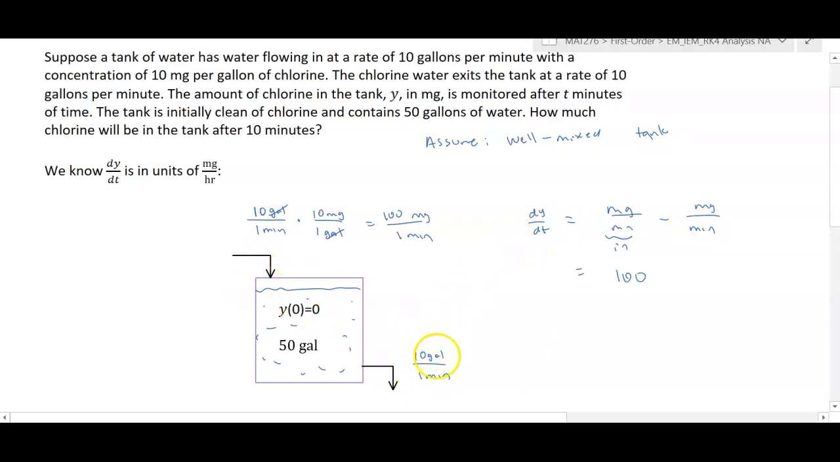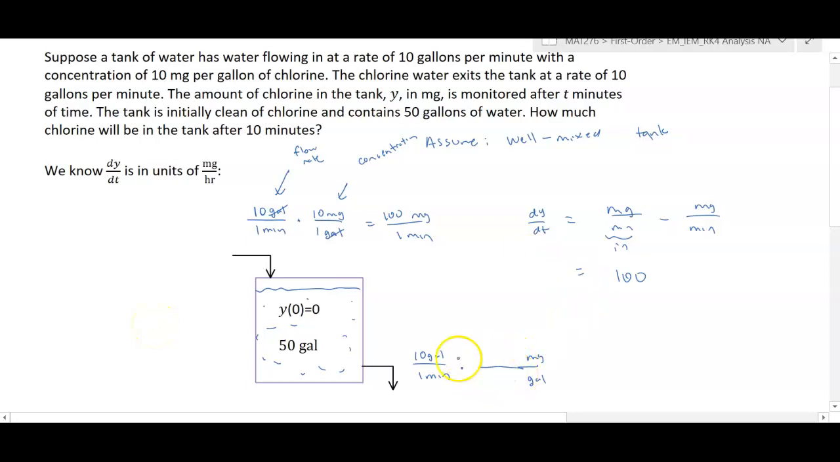Now, what's coming out is 10 gallons per minute, but we need this to be in milligrams per minute, and if we follow the same structure here, in order to go from gallons per minute to milligrams per minute, we would have to multiply this by milligrams over gallons, right? In other words, we need to know what is the concentration. By the way, this is called the flow rate. That's how the fluid is flowing, and this is what we call the concentration. Concentration is how much mass you have per volume.